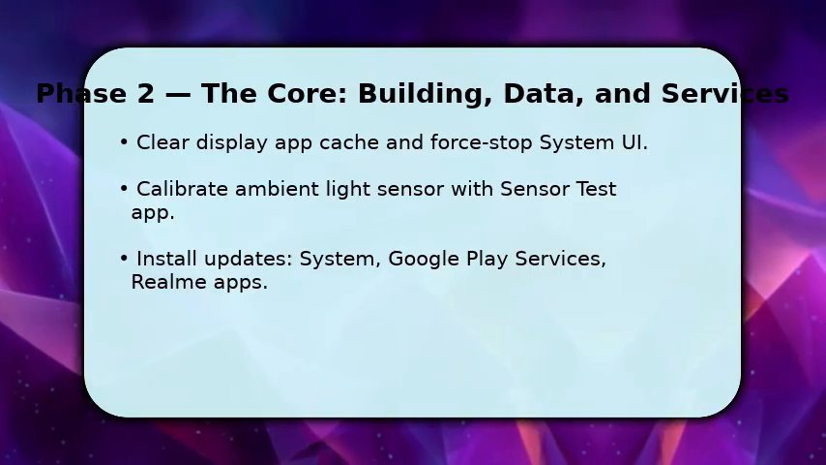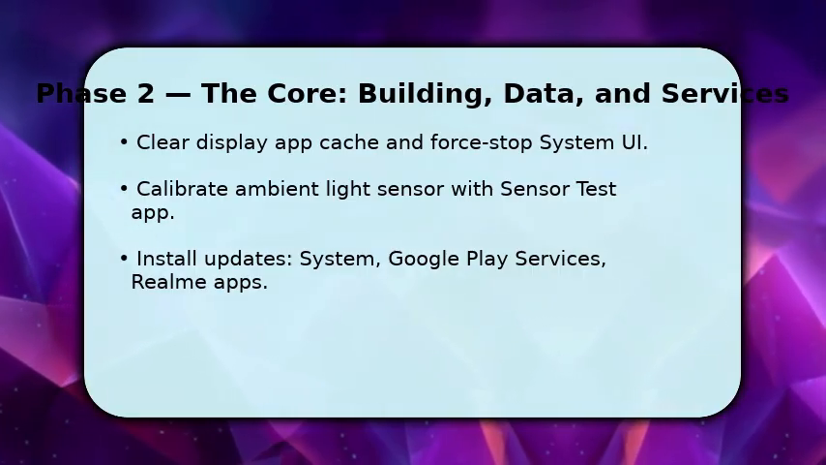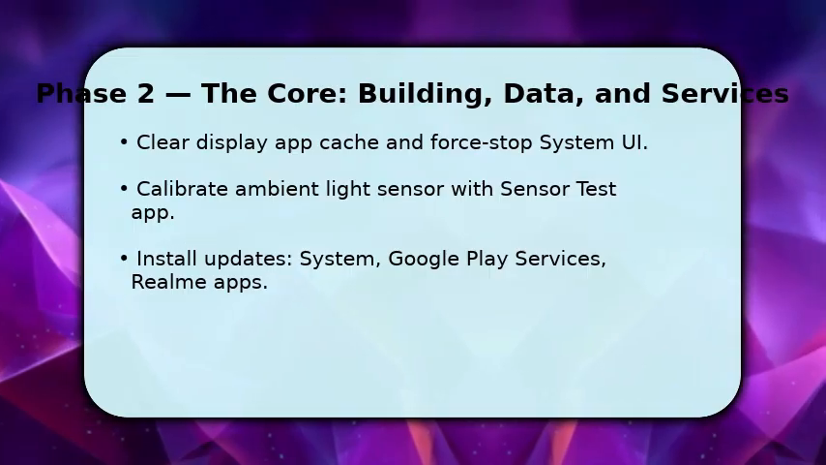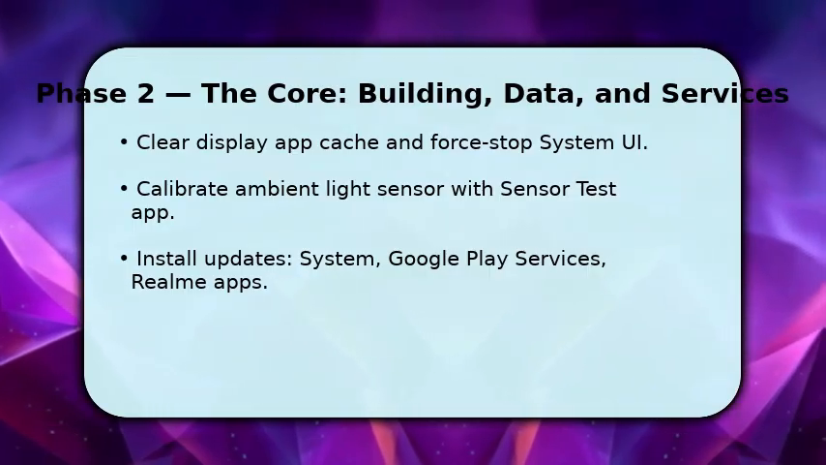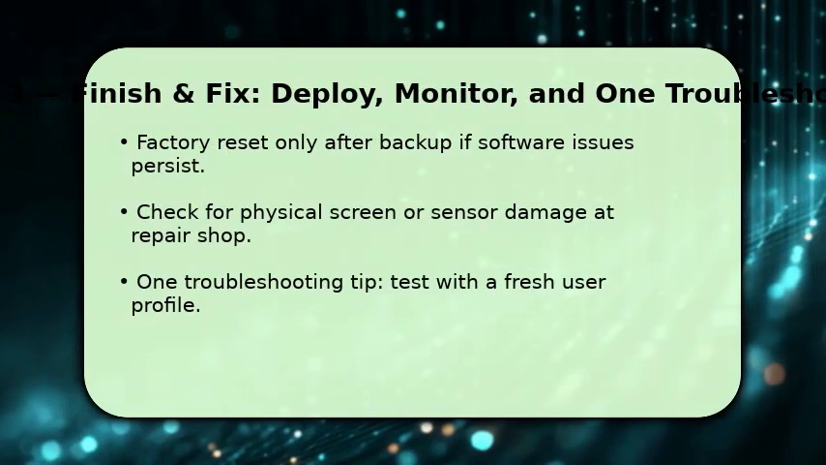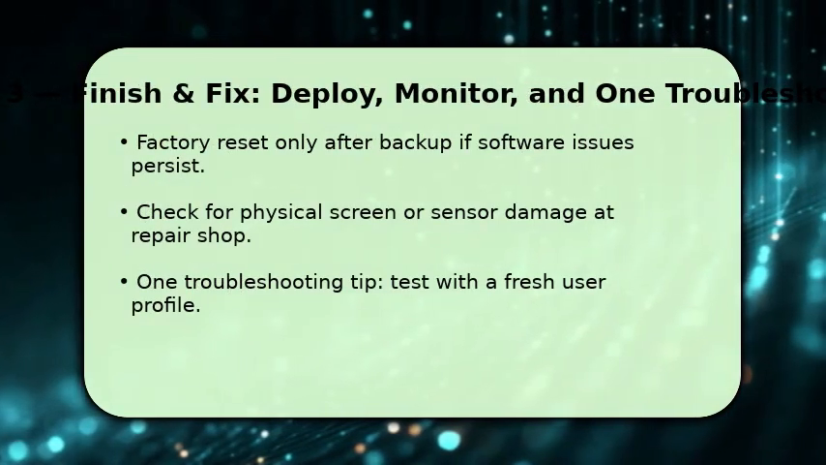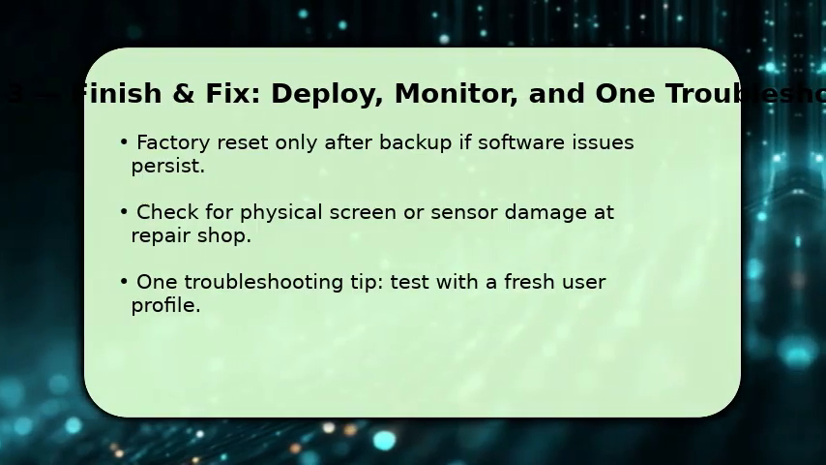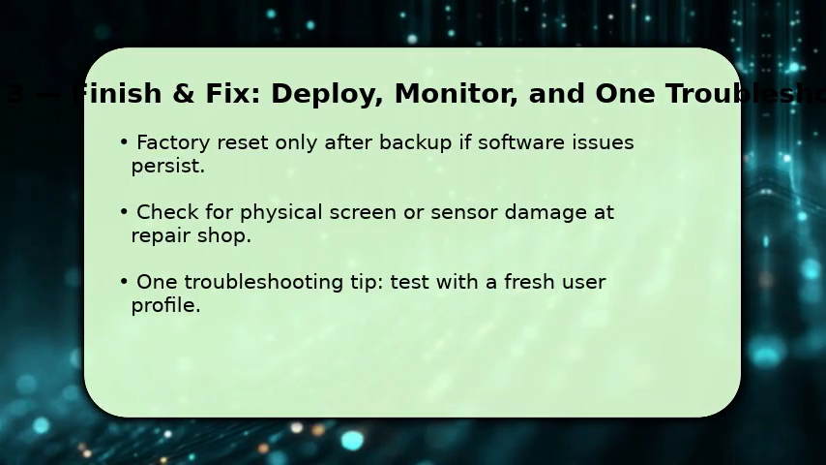Also, update system, Google Play services, and Realme apps so firmware mismatches don't cause problems. Finish by escalating carefully. Back up your data, then perform a factory reset if software causes remain. This removes deep settings corruption. If resetting fails, inspect the display and ambient light sensor for physical damage or loose connectors. Hardware faults need a repair shop.